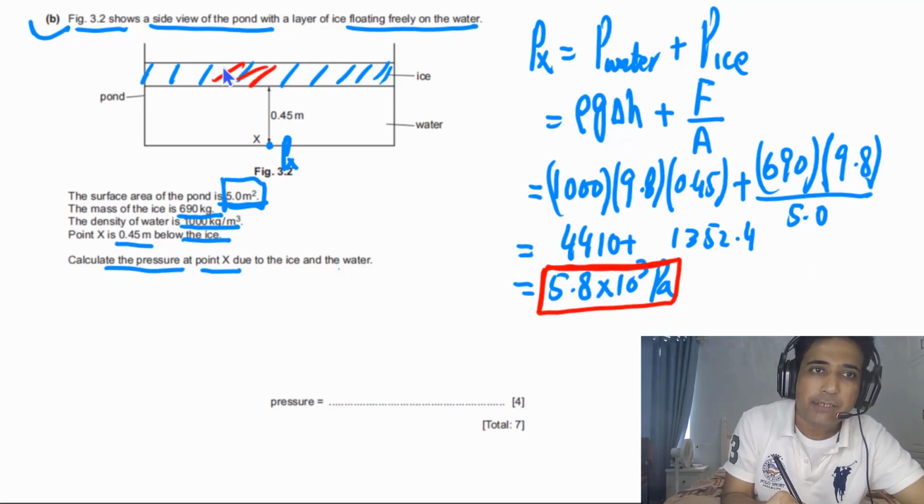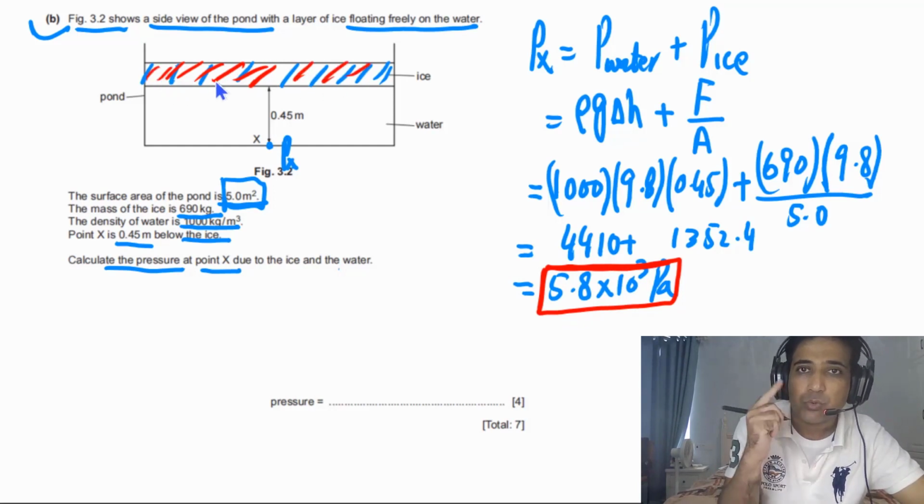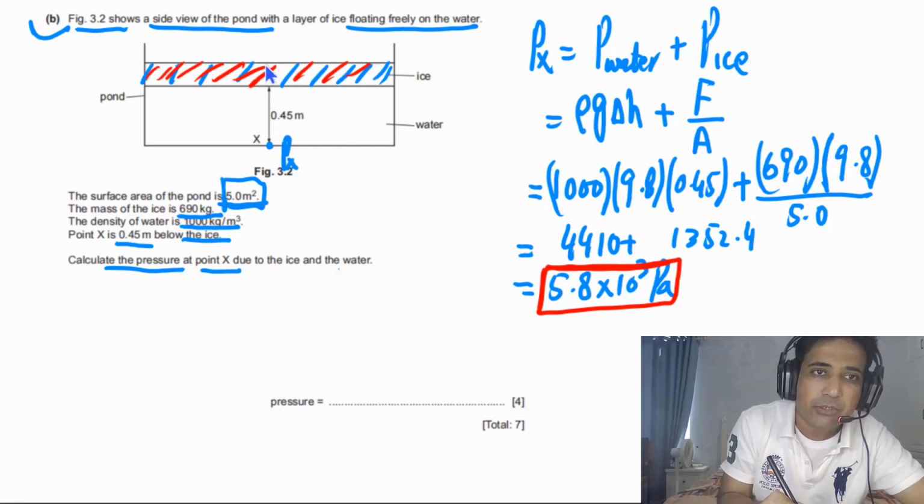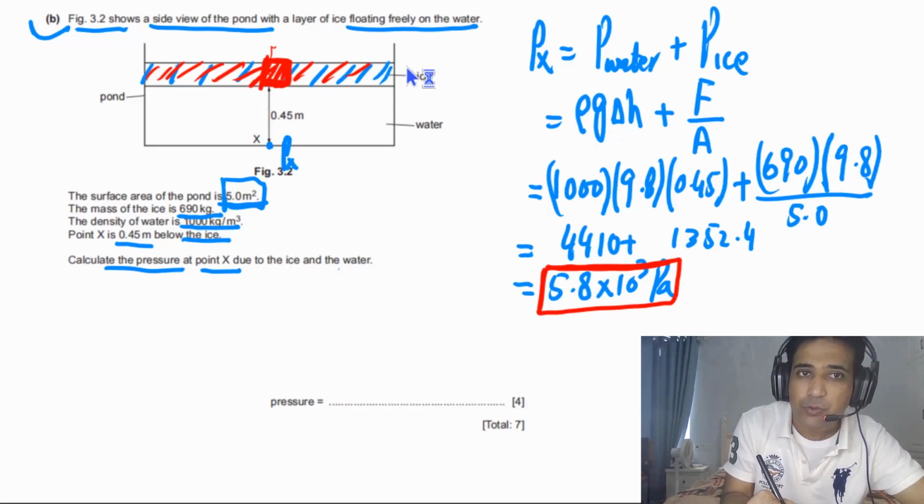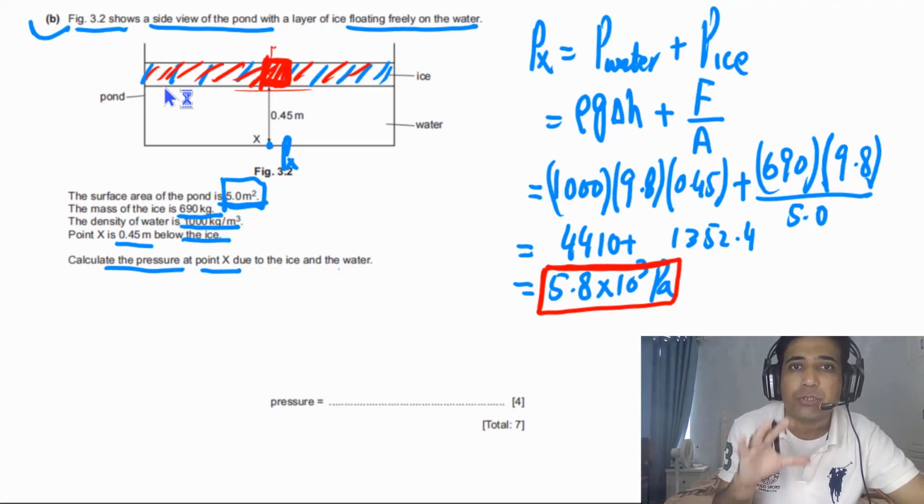So we have ice, so we have to consider the total weight of the ice over total area. Let's imagine that if we have only weight of this part of the ice, this is given to us, and area in contact is also given. So you have to use the weight of this part of the ice divided by contact area. In this case we have weight of the total ice, so we have to divide by total area. So this is an important point, maybe you will need next time.